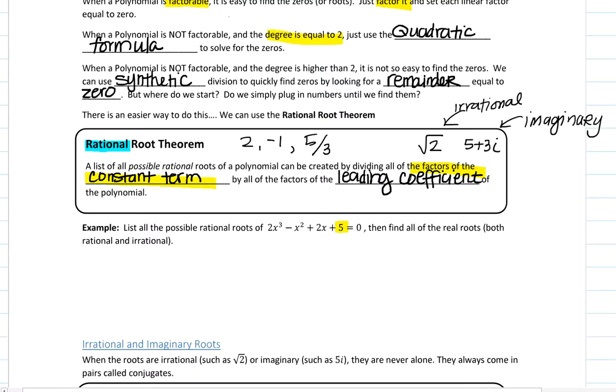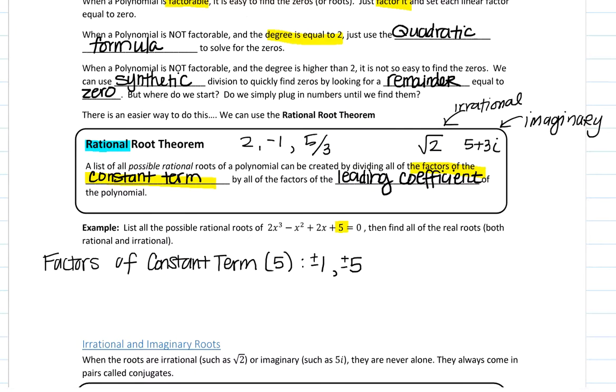So let's make a list. The factors of the constant term, which is 5, is a very small list because 5 is prime. If it wasn't prime, you'd have a longer list. So the only two things that multiply to make 5 are 1 and 5. Now, we're going to actually include negatives here. We could have a -1 and a -5, so I'm going to put a plus or minus in front of both of these numbers.